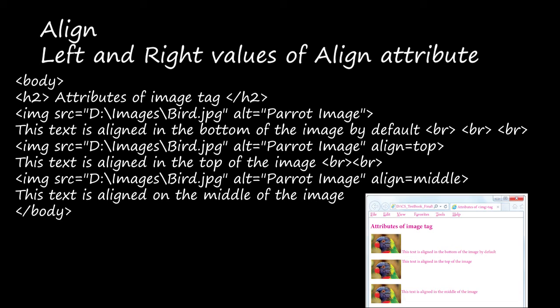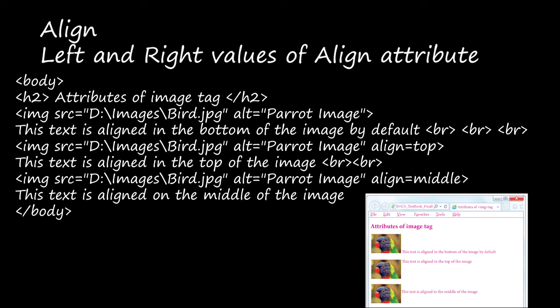Just refer to it. Inside the body tag they have given the heading inside the h2 tag, and for the image source they have given the path and the image file name, and alternatively they have given a parent image. Like that they have given a text, and then one line, and they have given 3 breaks, and then another image, and then again they have mentioned another text. In that second text they have given align is equal to top, right? So the text will be aligned to the top.